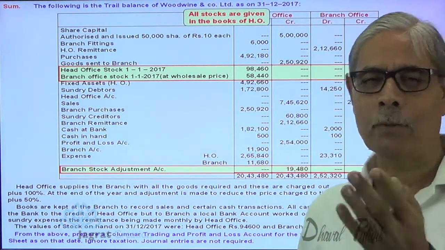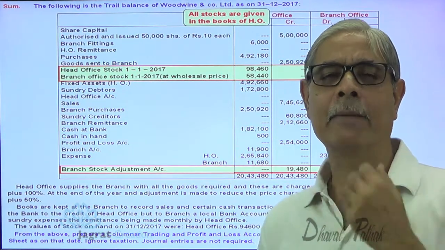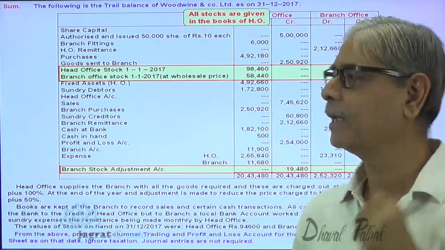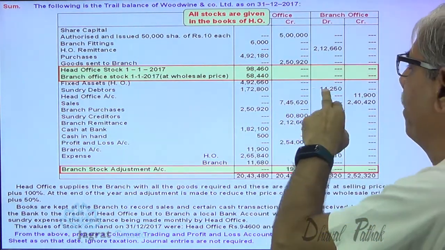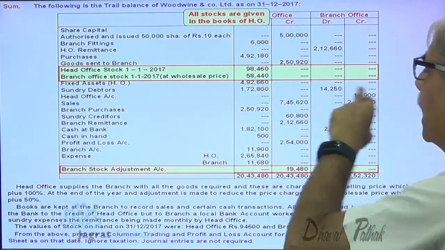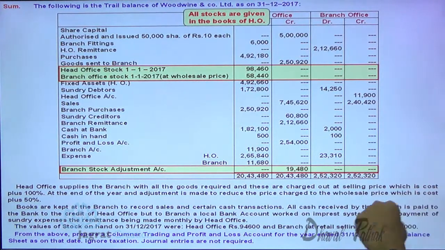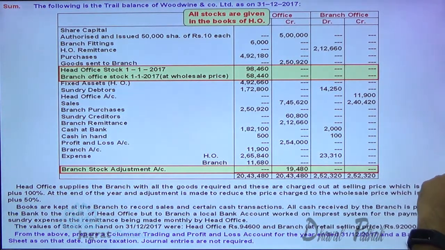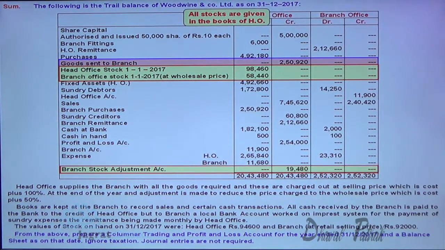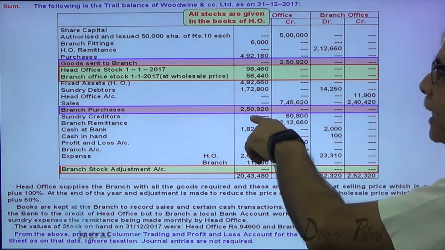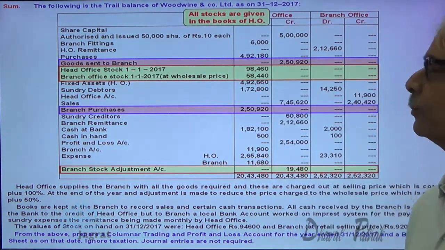So all the assets of the branch are absorbed by head office. So all the debit balances will be debited, liabilities will be credited. So this HO remittance account debit, then this branch debtors account debit, cash at bank account debit, cash account debit, expense account debit, to branch account credit. See, this is how I already explained to you. Branch purchase account debit to goods sent to branch account. And that's why the stock is found in the books of HO.